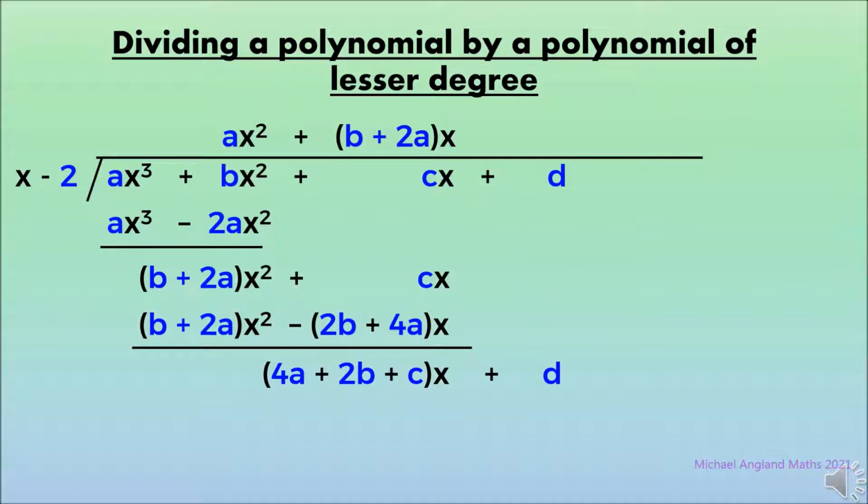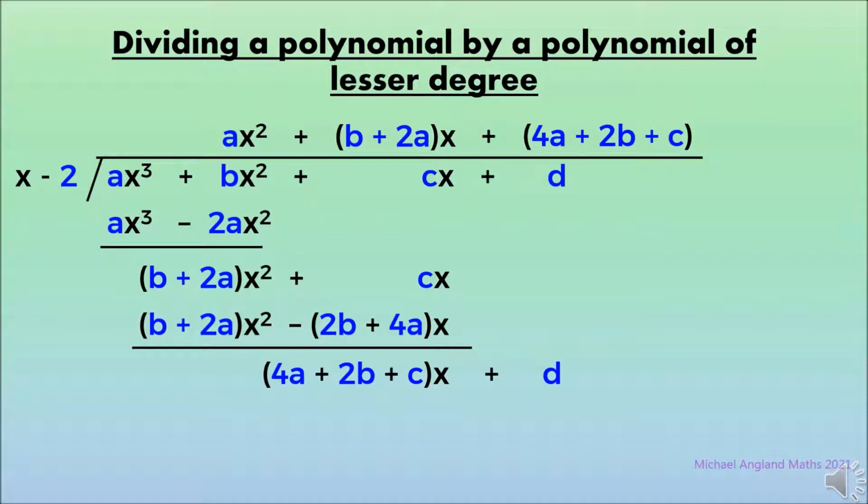Now, again, we divide the divisor into the first term there. How many times does x go into (4a + 2b + c)x? Well, it goes in (4a + 2b + c) times. So that becomes the next term in our quotient, and we put that above the d. So that becomes the constant term of our quotient.